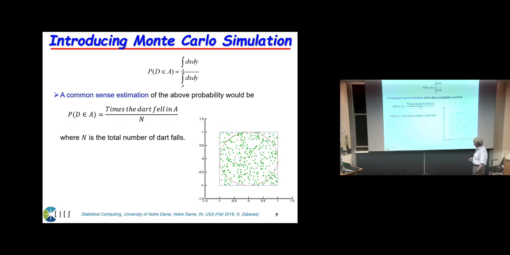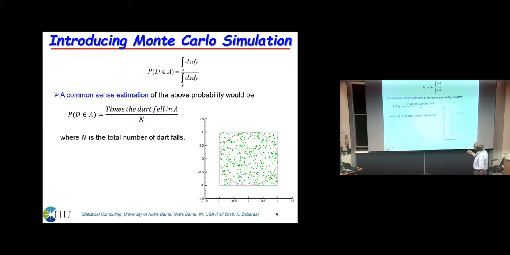Now, a common sense answer would be that the probability of D being in the circle will be how many times in the n experiments my dart was inside the circle divided by n. You agree? Okay. Now, if you start thinking mathematically, you say, I don't accept this. Why does common sense prevail here? I mean, why is this? From where is this coming?